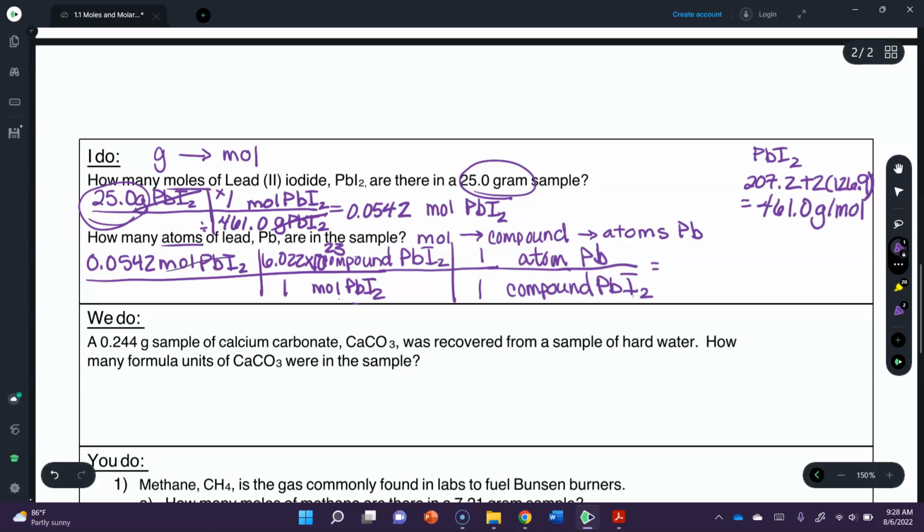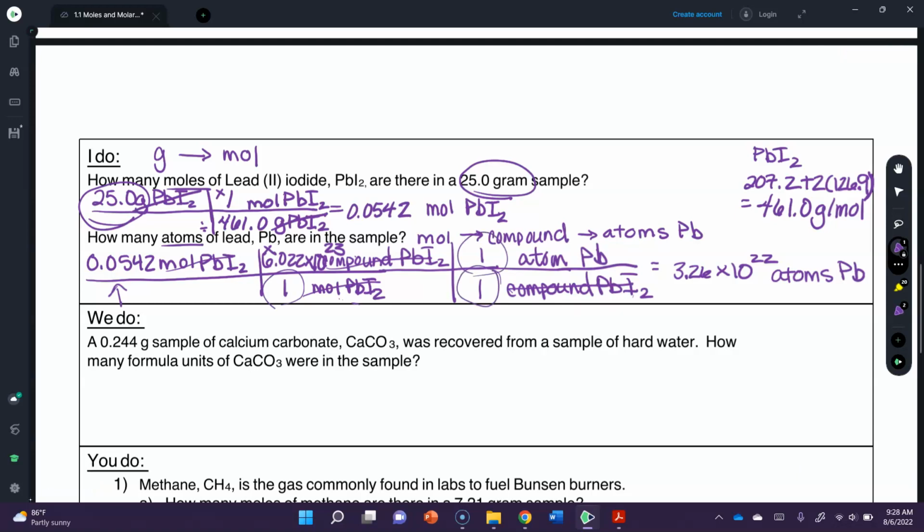So, canceling out, we are left with atoms of Pb, or lead. And then multiplying by the top, and then dividing by the bottom is boring because it's all 1. We should end up with 3.26 times 10 to the 22nd power atoms of lead. 3 significant figures because that is what we start with. These are definitions. They technically have infinite sig figs and you don't use them.